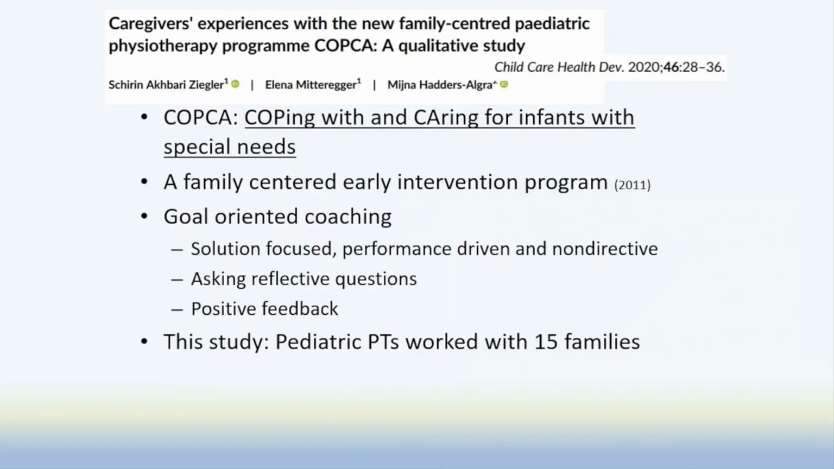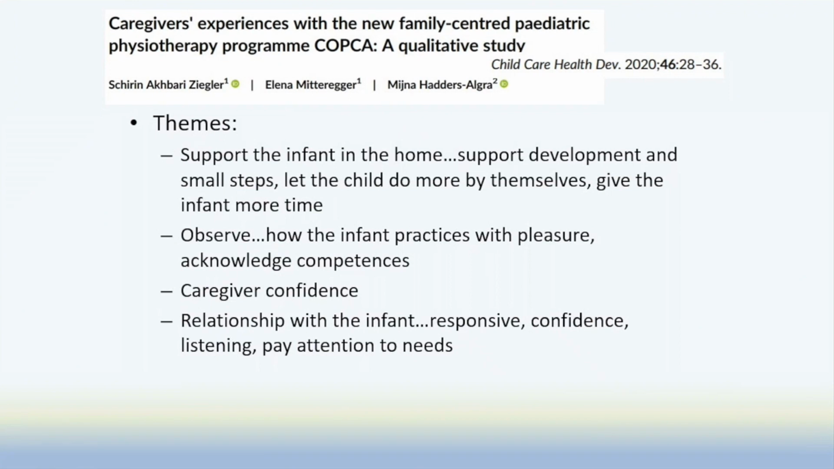The COPCA program, Coping with Infants and Caring for Infants with Special Needs, was a family-centered program started in 2011, this was published in 2020. Some goal-oriented coaching for caregivers and parents. In this study, pediatric physical therapists working with families. Themes in this study included supporting the infant in the home, supporting development, giving the infant more time for tasks and development, building caregiver confidence, really building that relationship with the infant.